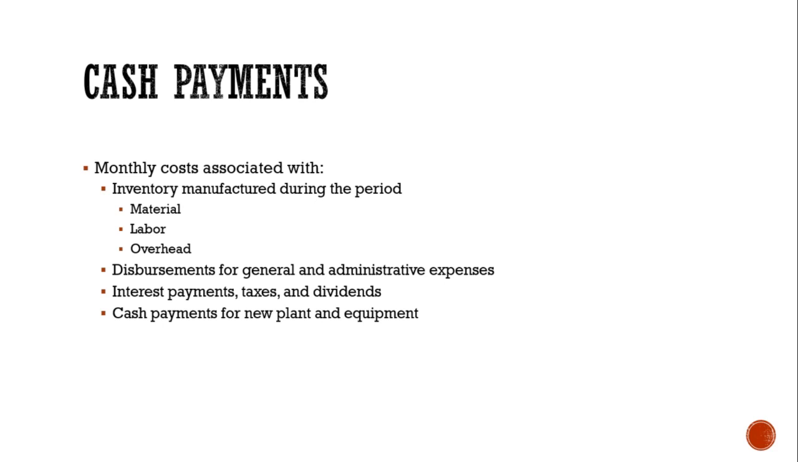Cash payments. The monthly costs associated with inventory manufactured during the period include material, labor, and overhead as well. Disbursements for general and administrative expenses, interest payments, taxes and dividends, and then cash payments for new plant and equipment.